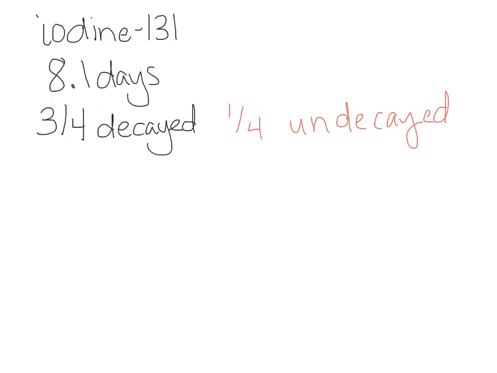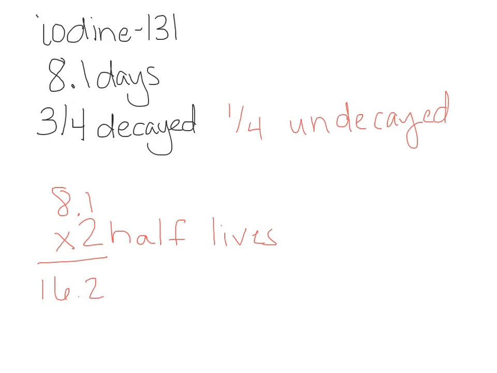Now, look at your handy dandy table you just copied down from that previous slide. How many half-lives go by if you have 1/4 undecayed? 2 half-lives, right? If you only want 1/4 of it still undecayed, that's 2 half-lives. The length of 1 half-life is 8.1 days. So if you multiply 8.1 by 2, 16.2. And this is in units of days. 16.2 days.